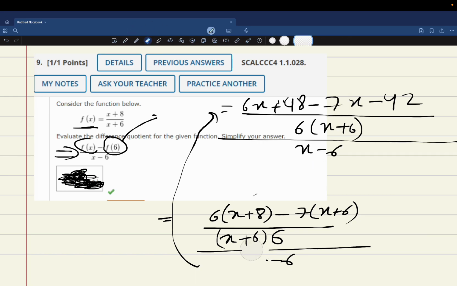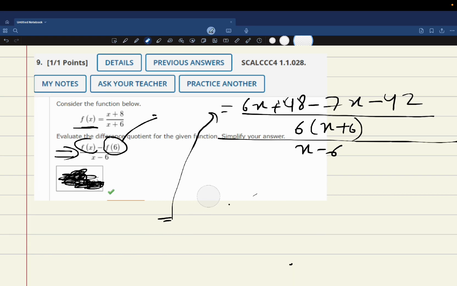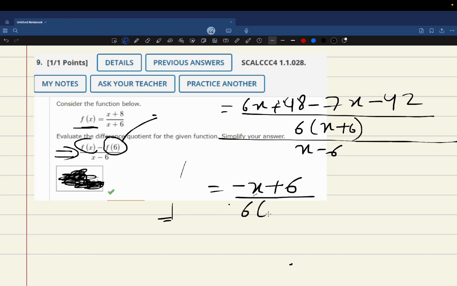Okay, so now let's also delete this, so we'll have more room. Okay, so now let's do this. So 6x minus 7x will be minus x, which is also minus 1x, and then plus 48 minus 42 is 6, right? And then divide by x plus 6, and then whole divide by x minus 6. This is equivalent to saying divide by 1.